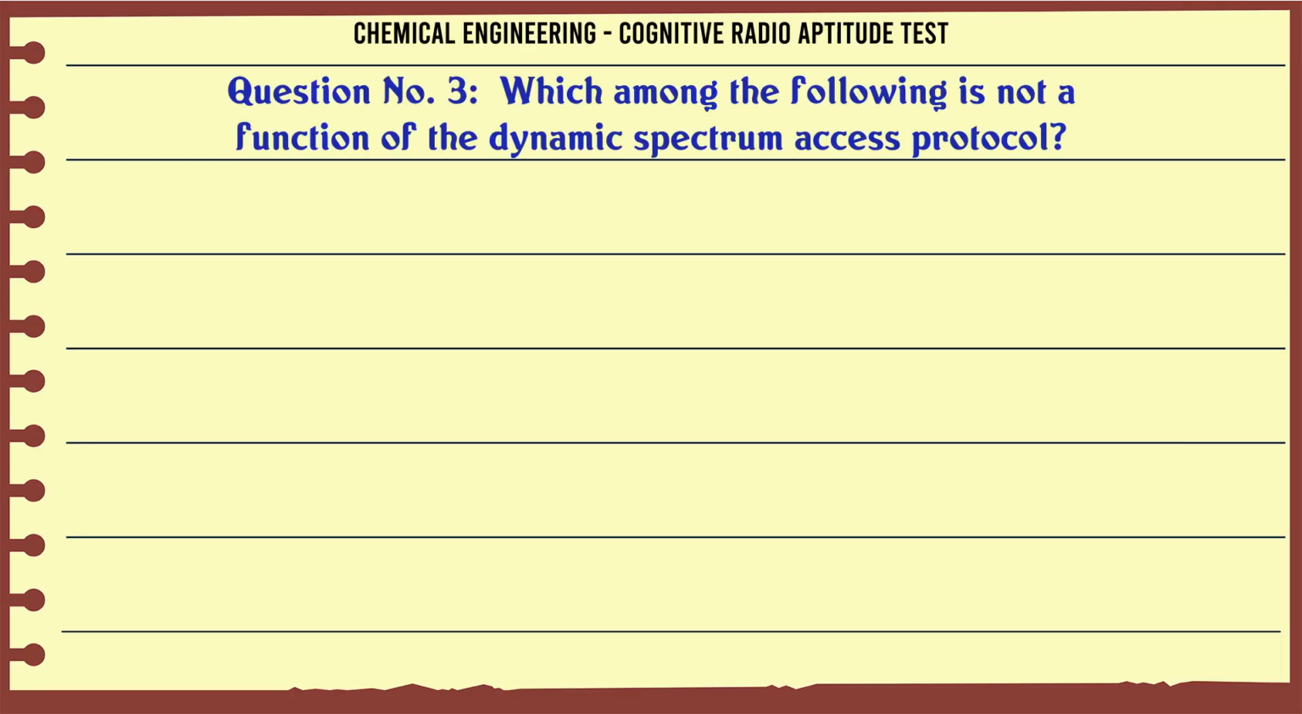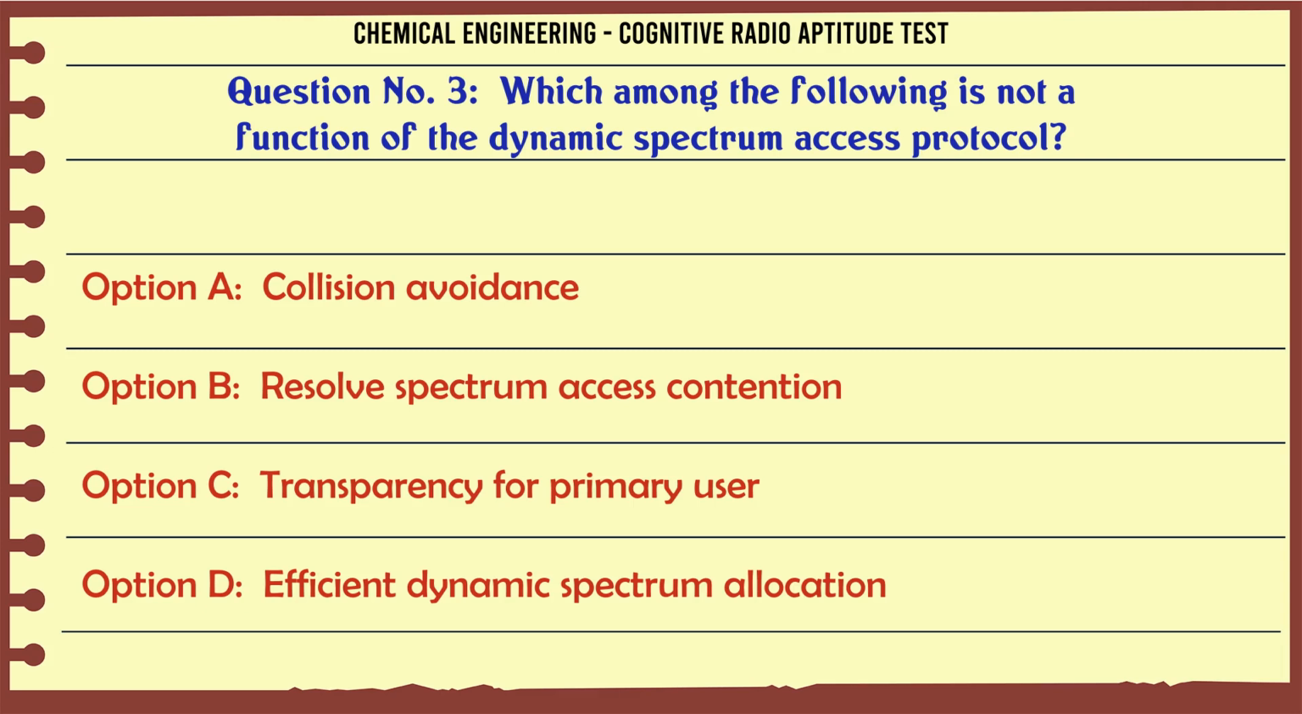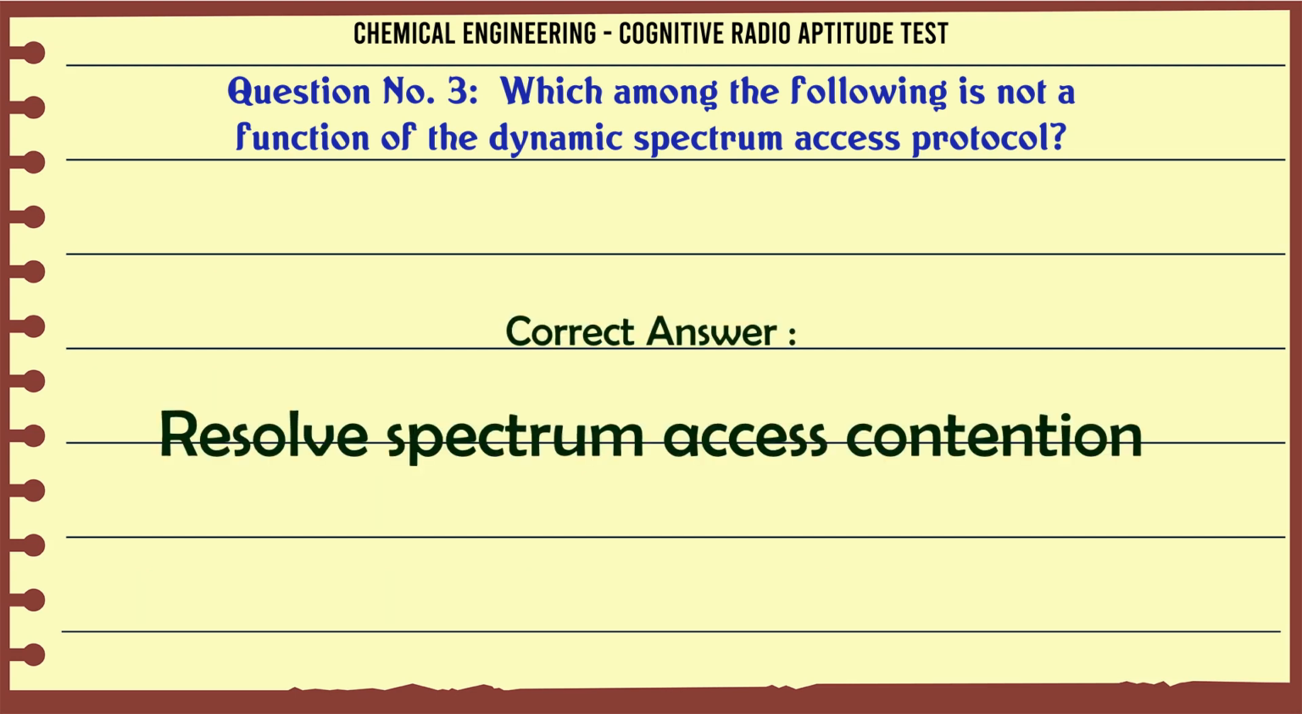Which among the following is not a function of the dynamic spectrum access protocol? A. Collision avoidance. B. Resolve spectrum access contention. C. Transparency for primary user. D. Efficient dynamic spectrum allocation. The correct answer is resolve spectrum access contention.